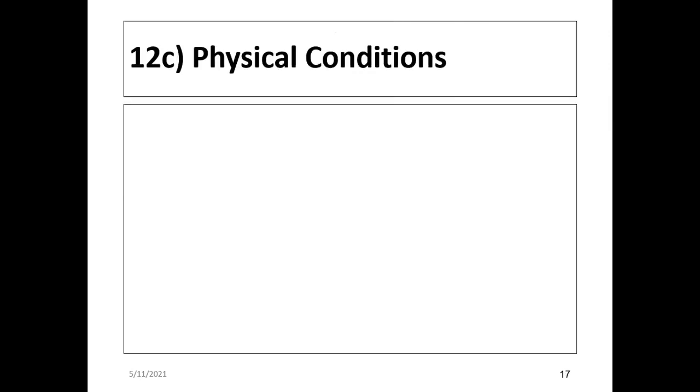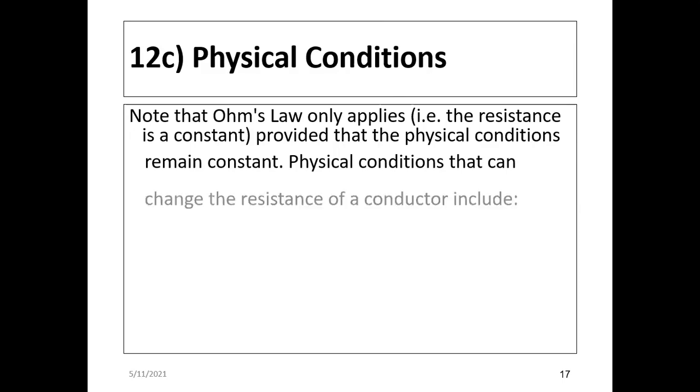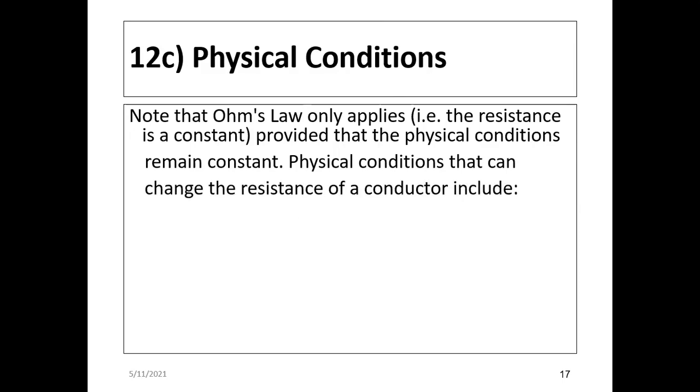What do we mean by physical condition? Ohm's law applies only, that is the resistance is constant, provided the physical conditions remain constant. That means you must make sure that they are constant before you can say the resistance is constant. Physical conditions are temperature. Right? Temperature can change the resistance. Strain, right? If you are stretching or bending the metal, it changes the resistance.